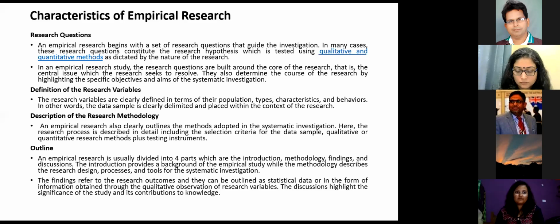Now, the description of the research methodology. An empirical research also clearly outlines the methods adopted in the systematic investigation.